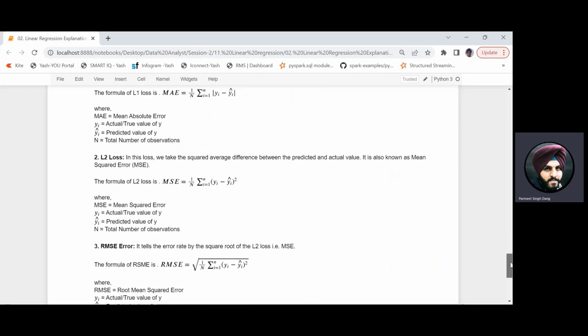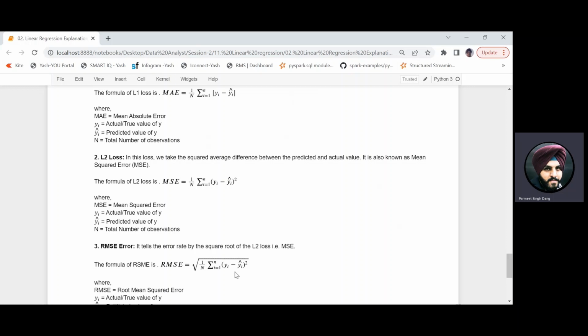Now you would also see one more type of error that is based on the L2 loss, known as root mean squared error. It tells us the error rate by the square root of the L2 loss. So once we calculate the L2 loss, we take the square root of that and that gives me the root mean squared error.